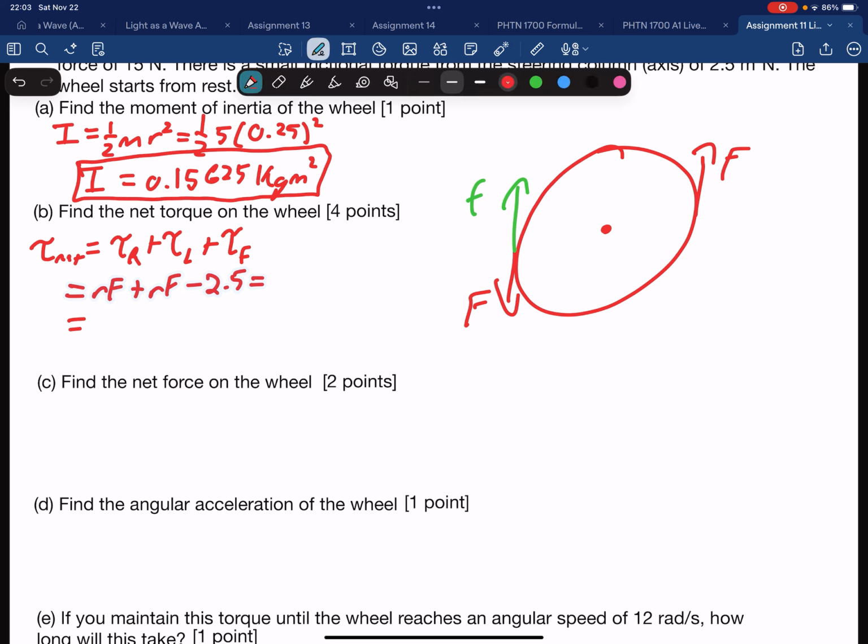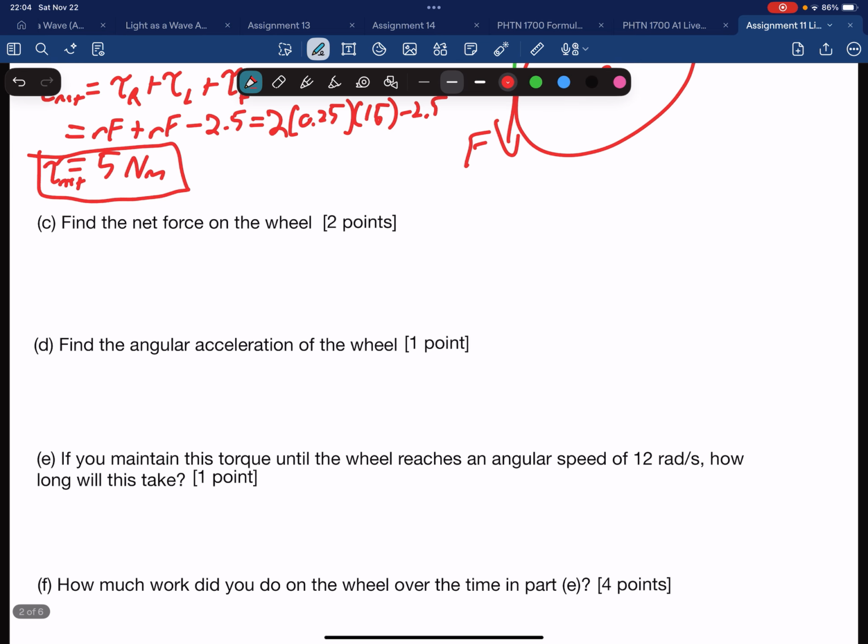That's why I have both the left and right-handed torques as positive and the friction as negative. The two torques from both your hands are identical, so I'm going to say that this is 2 times 0.25 times 15 minus 2.5. That gives me 5 newton meters of torque for the net torque.